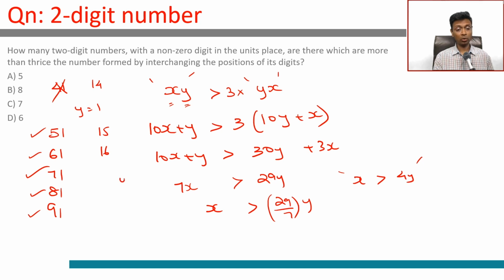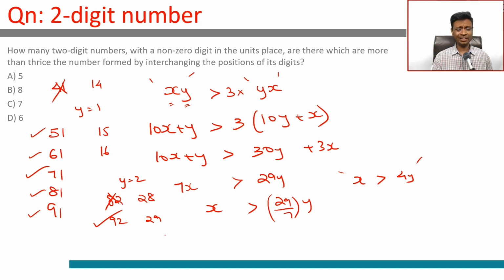We could put y equal to 2. 4 times y is 8. 82 and 28. 82 and 28 does not work. 28 times 3 is 84. 92 and 29, that works. With y equal to 2, there's only one possibility. 92 is greater than thrice 29.